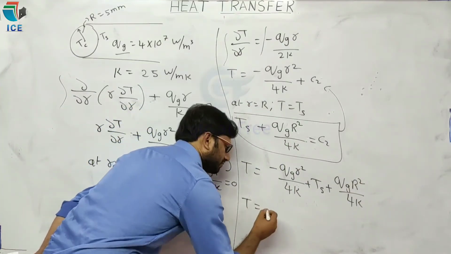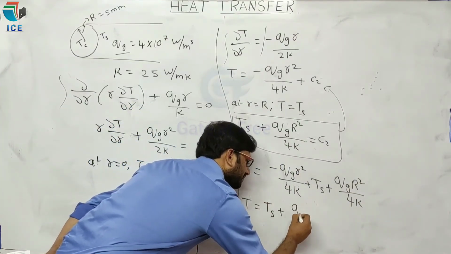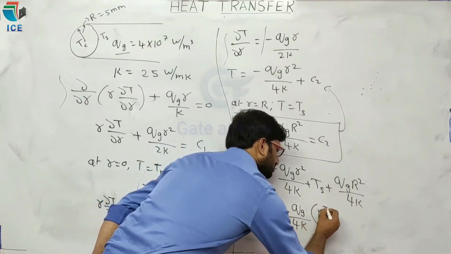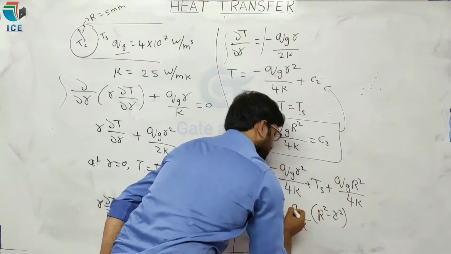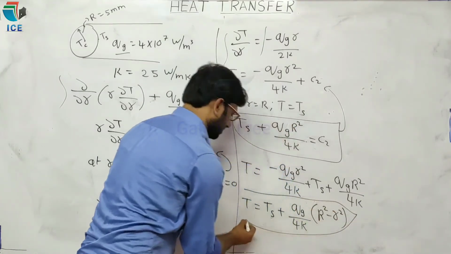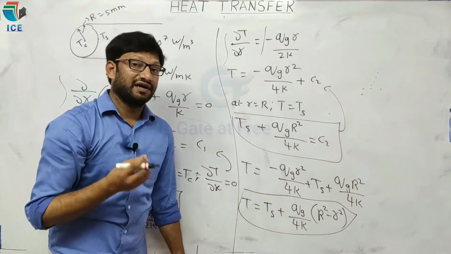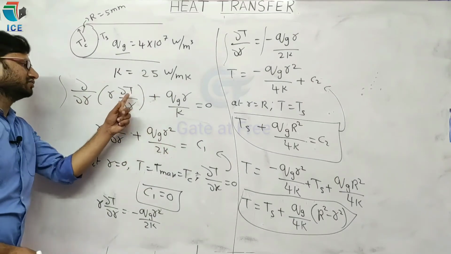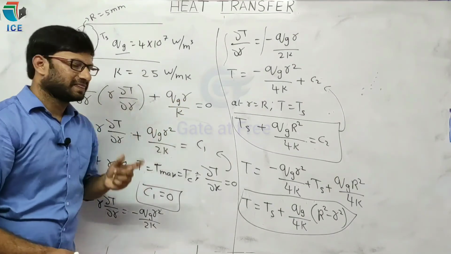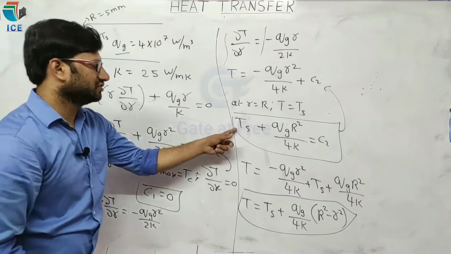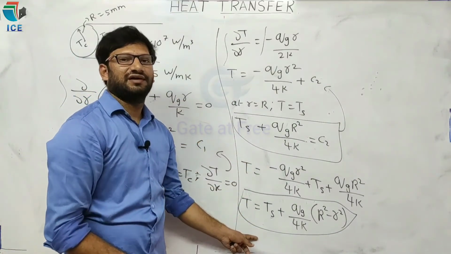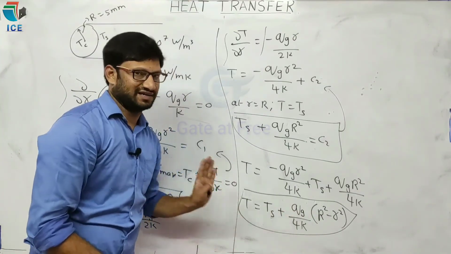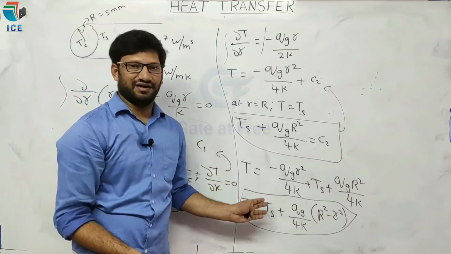Now T equal to Ts plus, taking Qg by 4k common, capital R square minus small r square. This is the temperature distribution function. See how simple it is. If you remember the fundamental equation, it is enough. What is the fundamental equation? Dou by dou r into r dou T by dou r plus Qg r by k is equal to 0. Simply double integrate and substitute C2, and we get the temperature distribution function. It takes less than 40 seconds. If you remember it, it is okay.